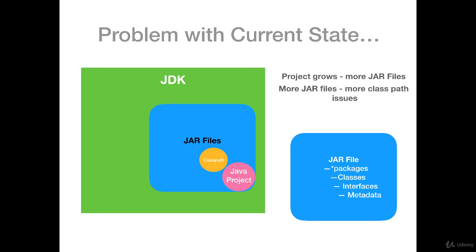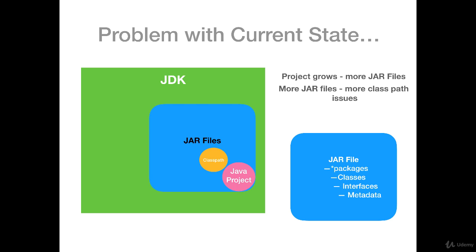So the problem with this system is that projects grow. If projects are growing, meaning that you are creating a bigger project, that means you need more jar files, more of these zip files that contain classes, interfaces, and all sorts of things that connect to our project, which also means the more jar files we have, the more class path issues we're going to have. The reason is that a jar file doesn't really guarantee us the dependencies that we need in order for our application to work properly at all times.